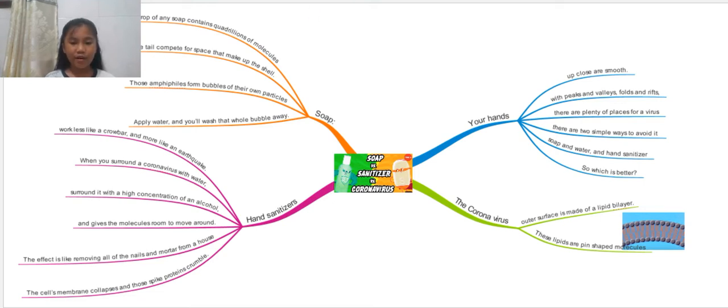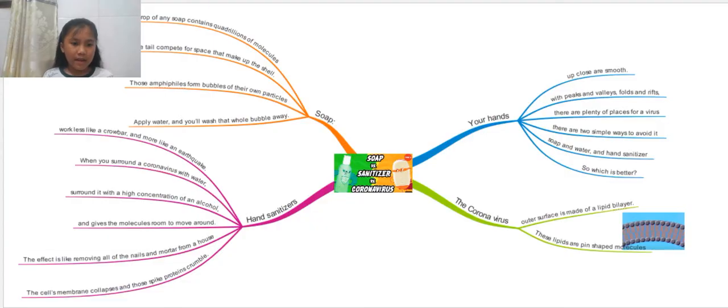Next is our friendly friend, hand sanitizer. I bet that in your house there could be at least one bottle of hand sanitizer. Like now, at my home there's one, two, three, four, more than five, from big to small, from handheld to ones I can even put on my keychain. And it works less like a crowbar and more like an earthquake.